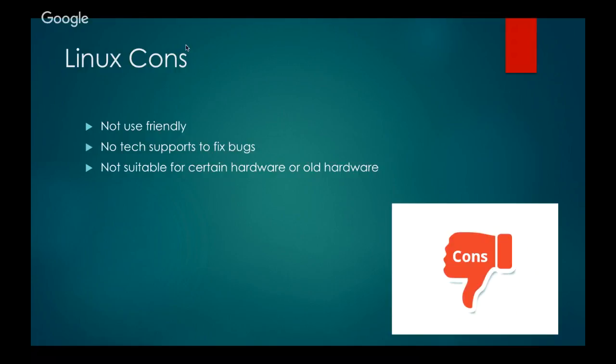However, what are the Linux cons that make us not want to use it? First of all, it's not user friendly for most normal people. Also, there's no tech support to fix the bugs. The bugs have to be figured out by the creators themselves instead of a personal supporting group helping you solve them. Also, it's not suitable for certain hardware or old hardware. It is very unfriendly for those who did not upgrade their hardware or use some hardware for many years.